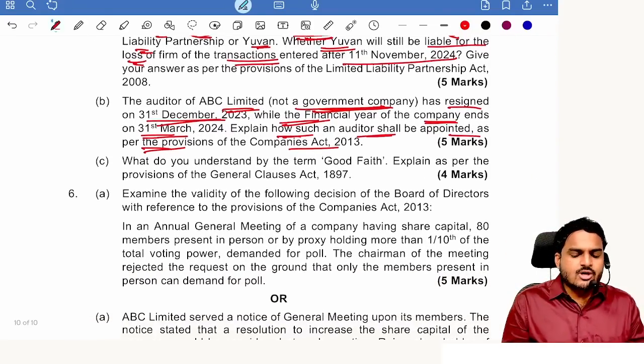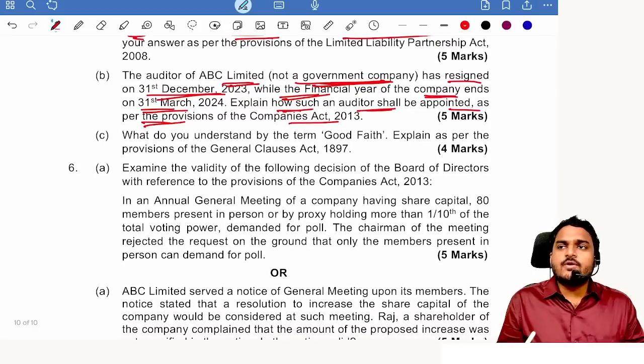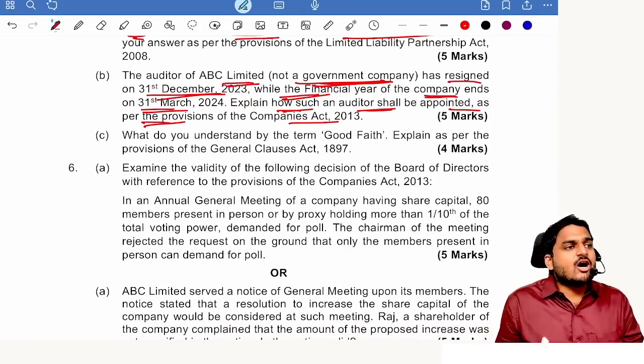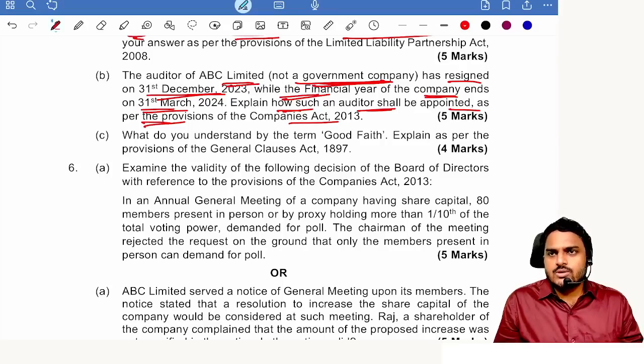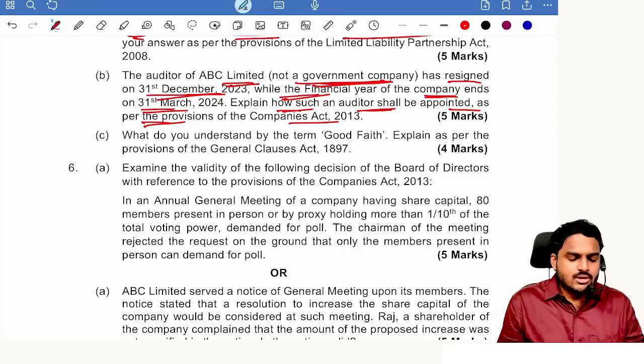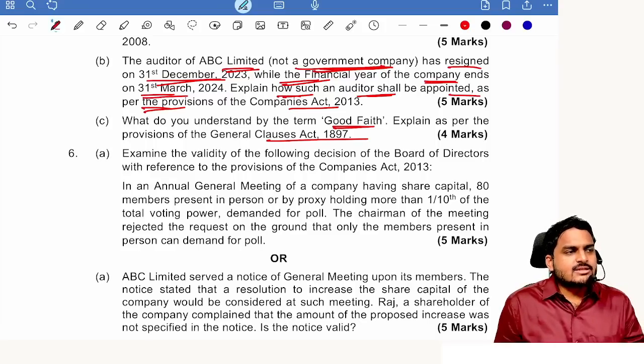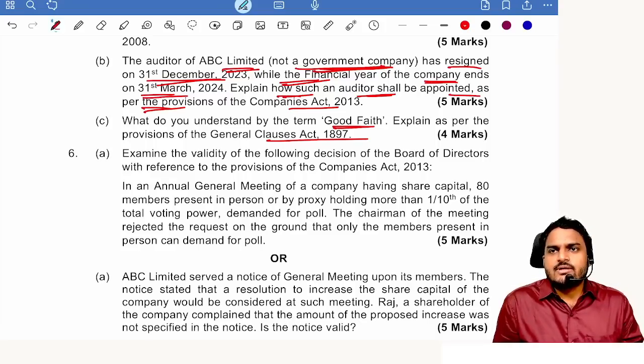Okay, fine. So this is all about filling up a casual vacancy in case of a non-government company, and the vacancy is due to resignation. Suppose it is a government company, C&AG fills, board. Remember. What do you understand by the term good faith as per General Clauses Act? Act done honestly, even with or without negligence.